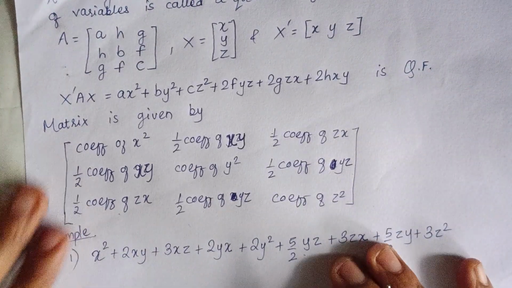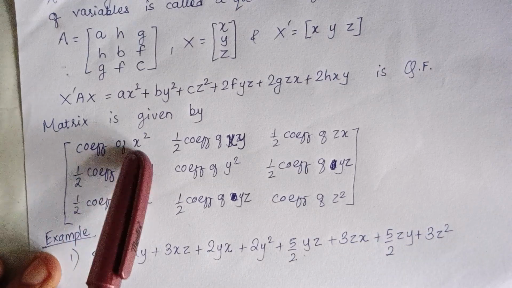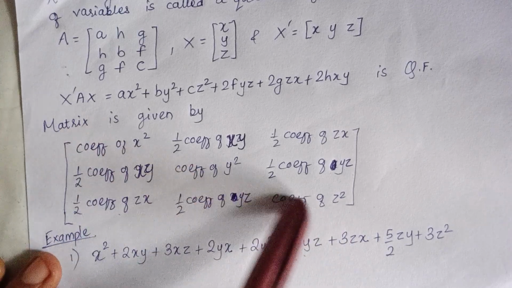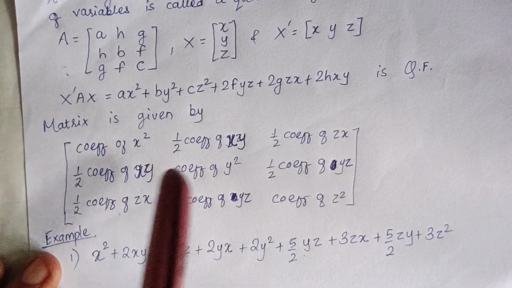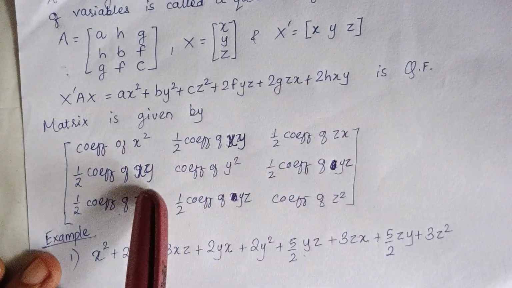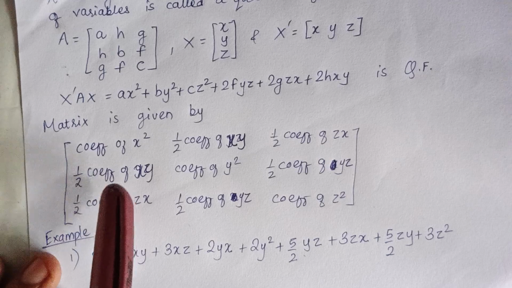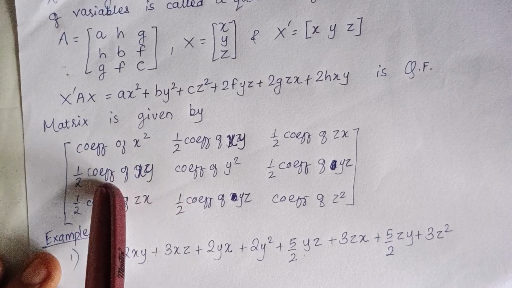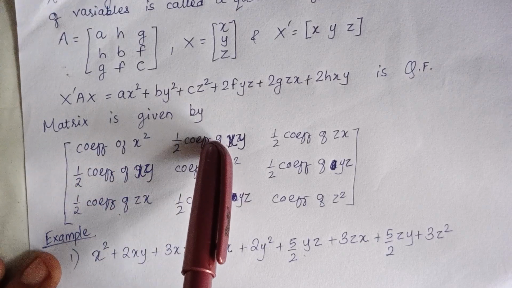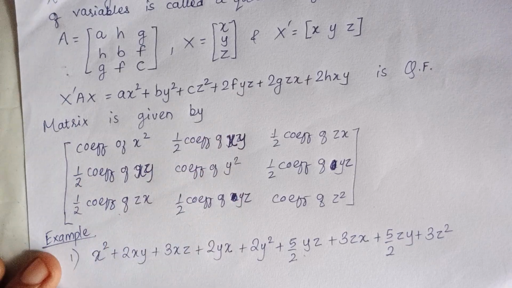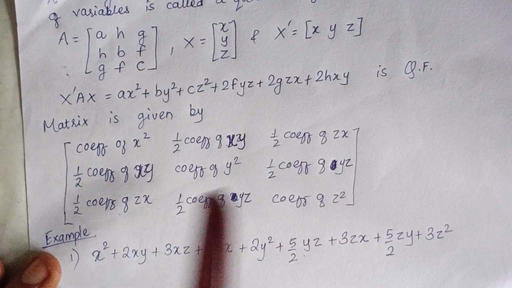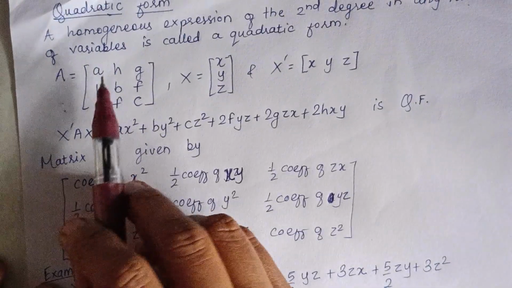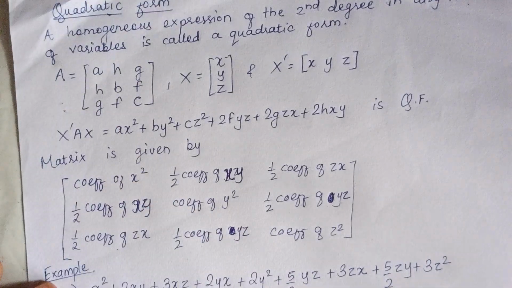So the matrix is given by, first you have to write the coefficient of x square, coefficient of y square and coefficient of z square. Those are the diagonal elements. Then you have to go for xy. You divide the coefficient of xy by 2, so you'll get the h. Same thing you have to do here. This is for xy, then for yz, and then for zx. You divide the coefficient by 2, so you'll get back the A matrix. Let's see one example.